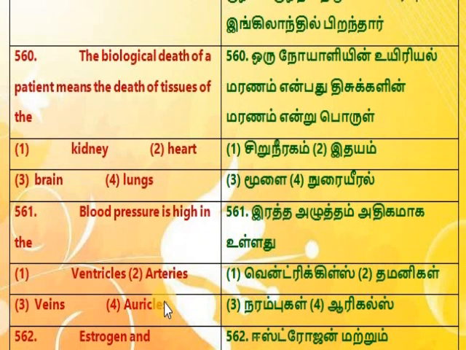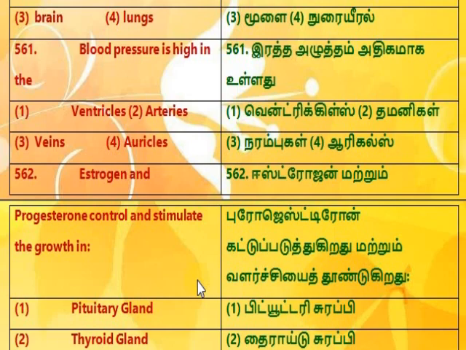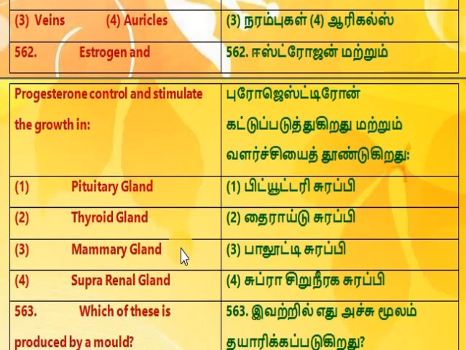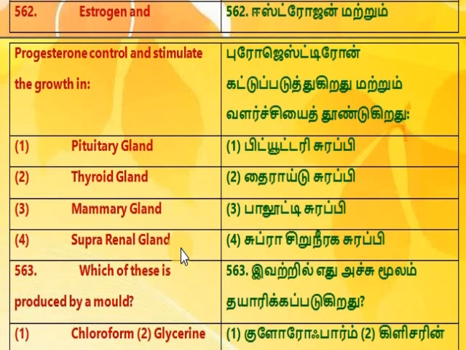560. The biological death of a patient means the death of tissues of the: 1. Kidney, 2. Heart, 3. Brain, 4. Lungs. 561. Blood pressure is high in the: 1. Ventricles, 2. Arteries, 3. Veins, 4. Auricles. 562. Estrogen and progesterone control and stimulate the growth in: 1. Pituitary gland, 2. Thyroid gland, 3. Mammary gland, 4. Suprarenal gland.